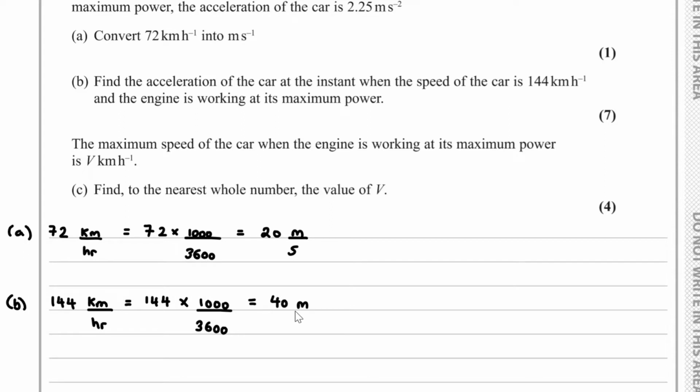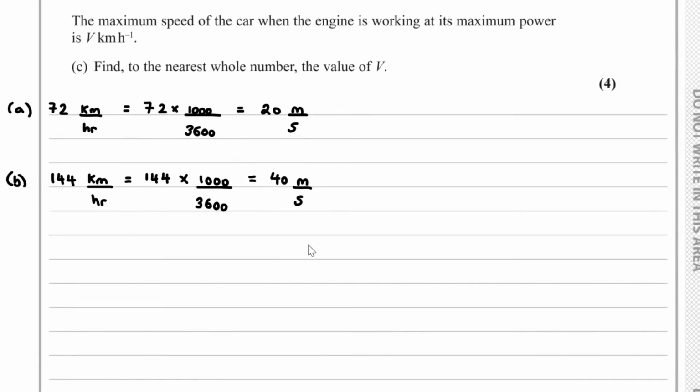meters per second. What we will now do is draw a diagram to help model the situation. So we've got our car over here. We've got the mass of the car, 1000 kilograms. We've got the driving force, F, and then we've got the resistance, which will be CV squared.